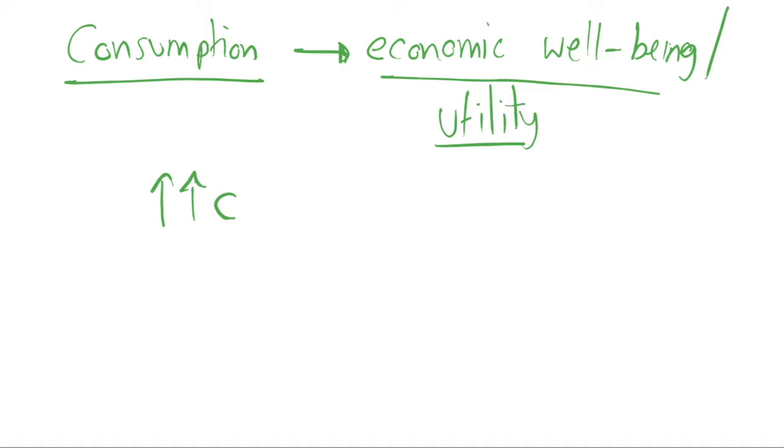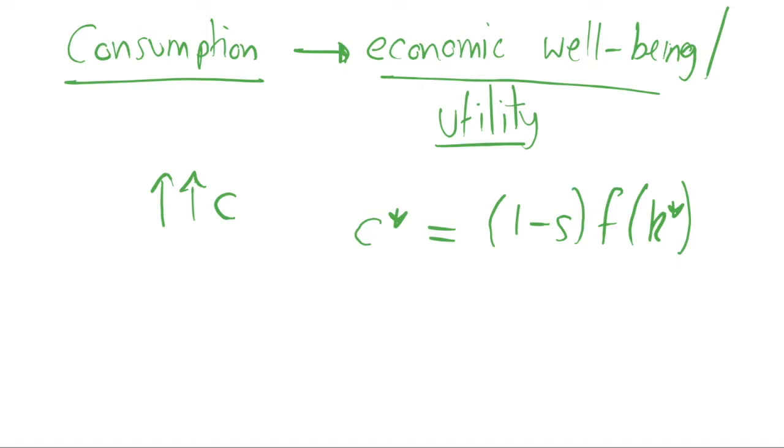So, how do we maximize consumption? Well, consumption in steady state we'll call C star. We know that this is equal to 1 minus the savings rate multiplied by output, and our output function is this function of capital per capita at the steady state, so it's got the star on it. So how do we maximize consumption?